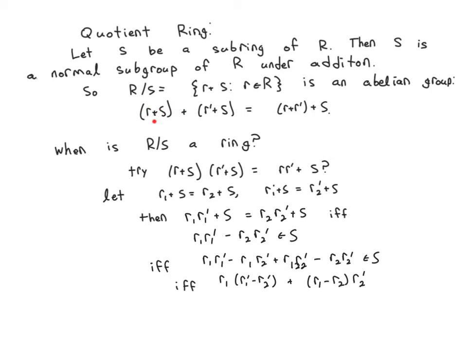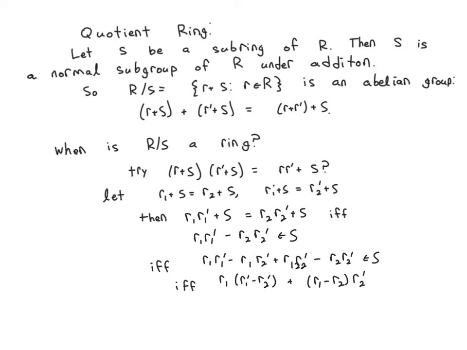So the coset representatives look like r plus S now, so that is a big change from when we were working with groups. But so you just add the representatives. One question we can ask is, when is this set of cosets a ring? So one thing we try is, how about just defining the product to consist of the product of the coset representatives?